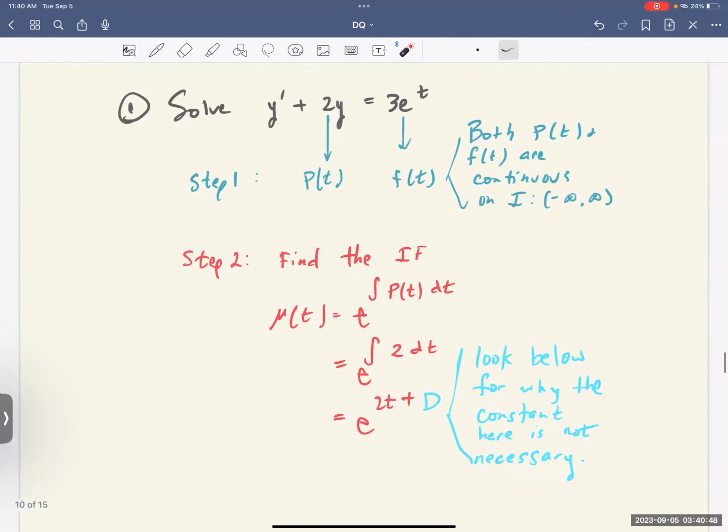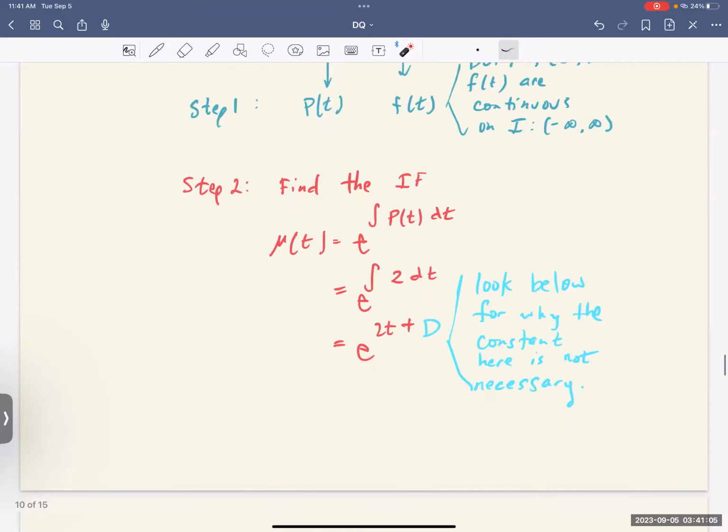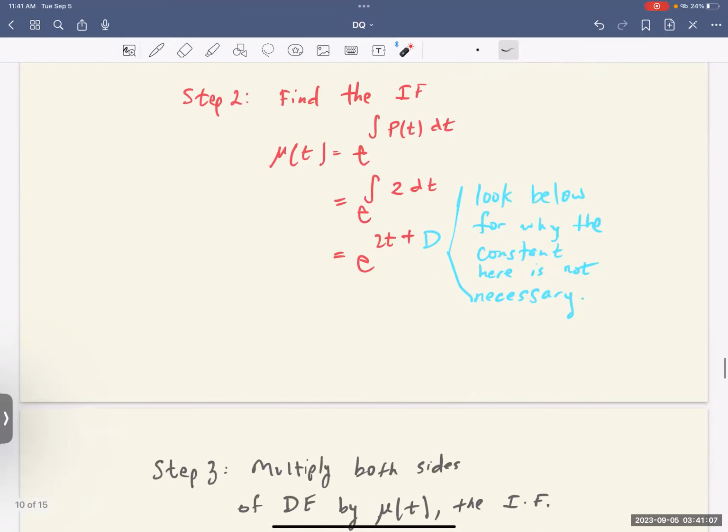We have 1y prime plus 2y equals 3 e to the t. The standard form has 2 and 3 e to the t continuous, and it's continuous for all values of t. So there's our interval. Then find the integrating factor, mu of t, e to the integral of p of t. P of t was a 2. So e to the integral of 2 dt, we get e to the 2t plus a d, and in a little bit you'll see why we don't need that constant.